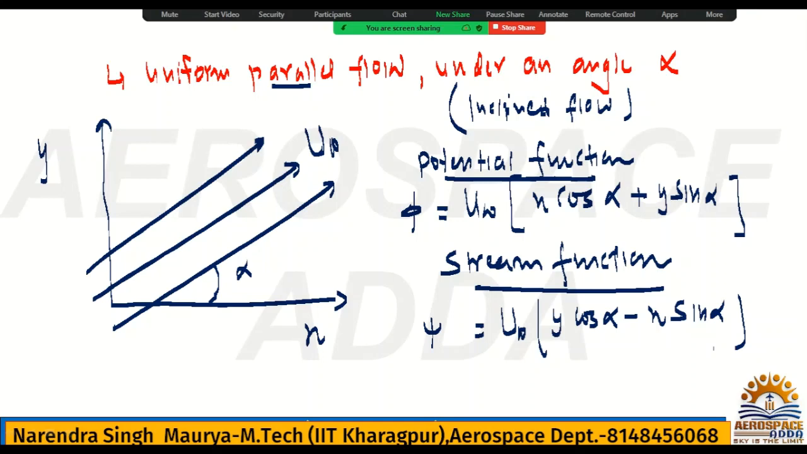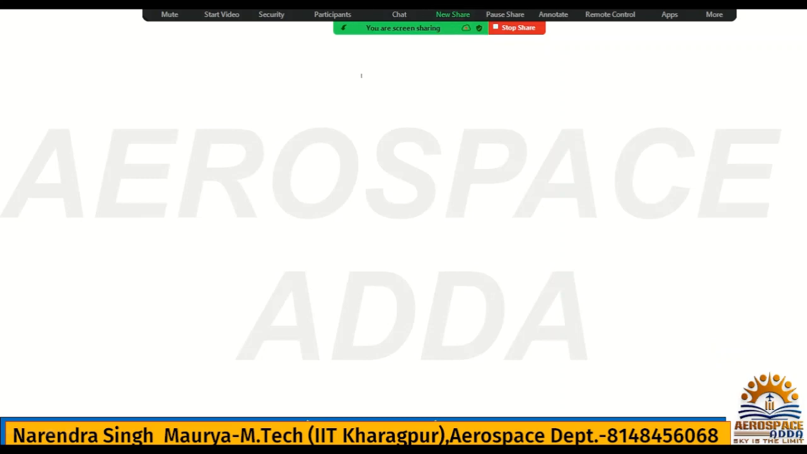Now how to draw the flow pattern for this? Alpha is the inclination from the x axis. If you check from the y axis, it will be 90 minus alpha, and then instead of alpha everywhere you write 90 minus alpha. Suppose the angle is given from the y axis, this formula will still be valid, but instead of alpha you write 90 minus alpha. Fine. Now what will be the flow pattern for this? Flow pattern means where will be the streamlines and where will be the potential lines.